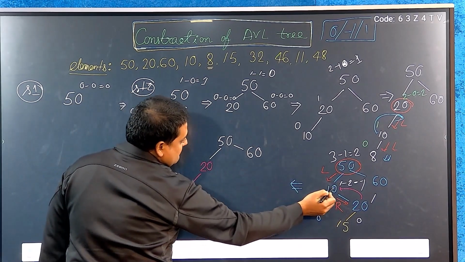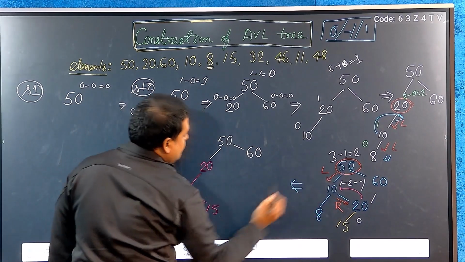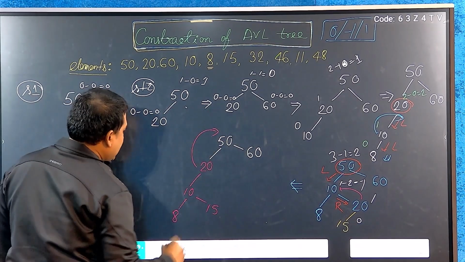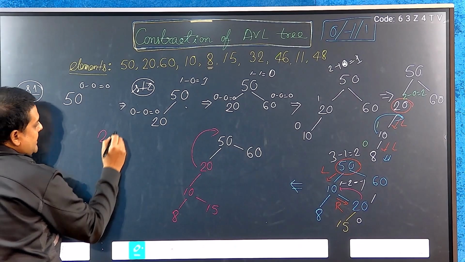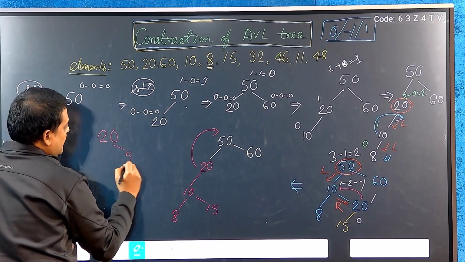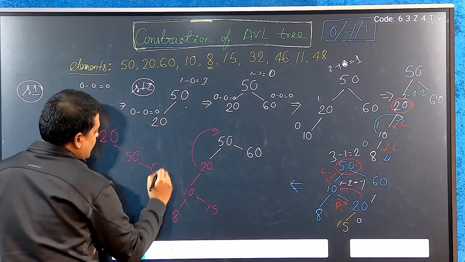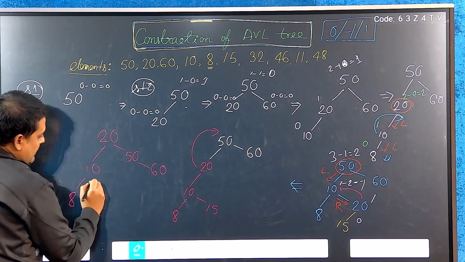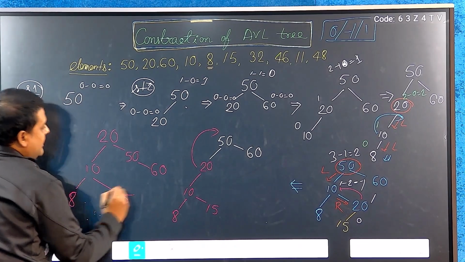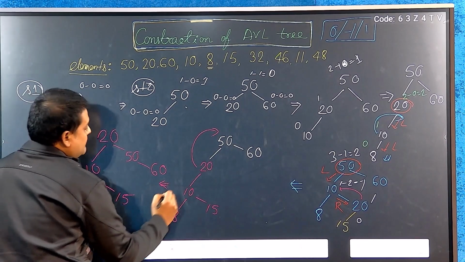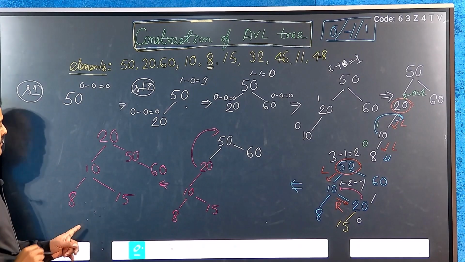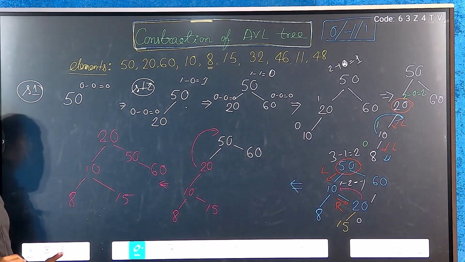First this upper value will be rotated. So, 50 will be down there and 20 will be up. So, 20 up, 50 down here, 60 is here, then 10 is here, 8 and 15. Now, by the help of two rotations, one rotation here and another rotation here, we have made the change.